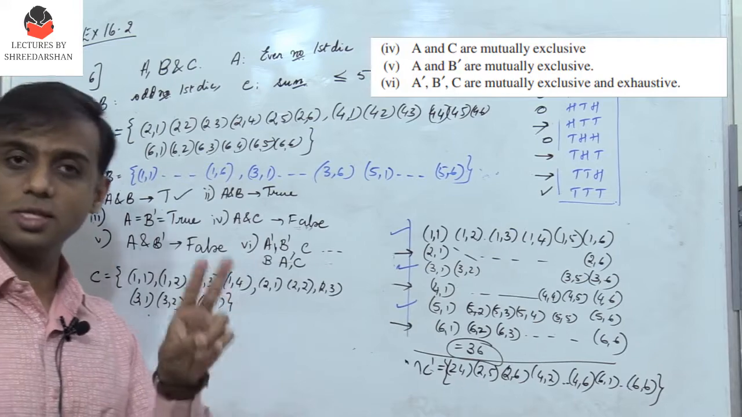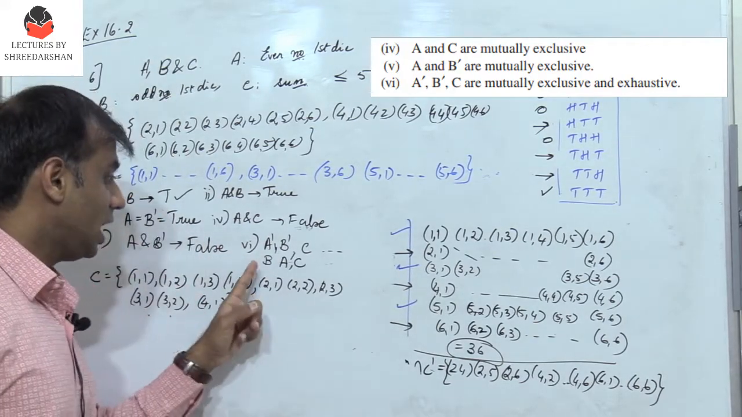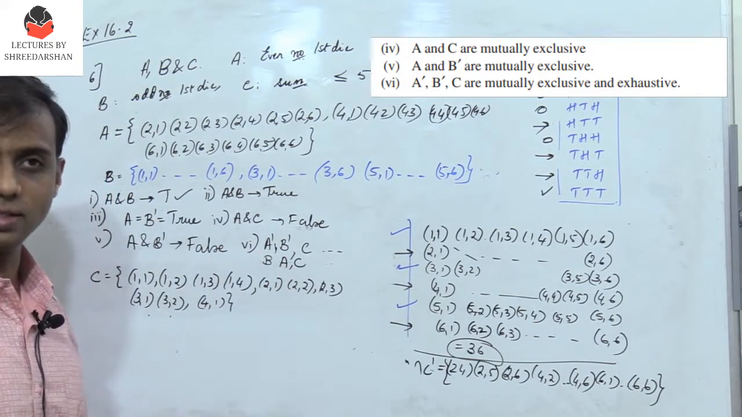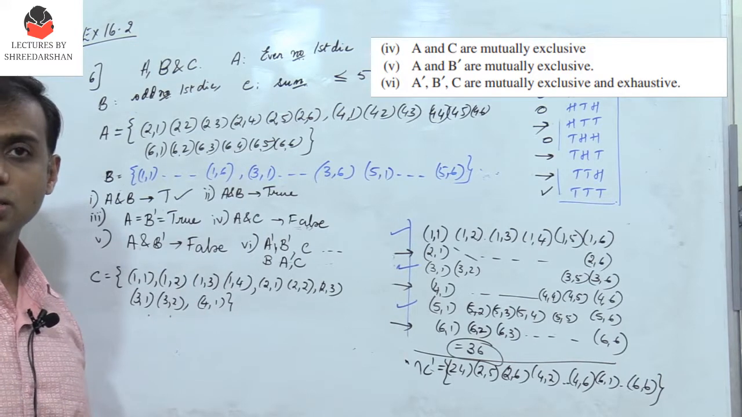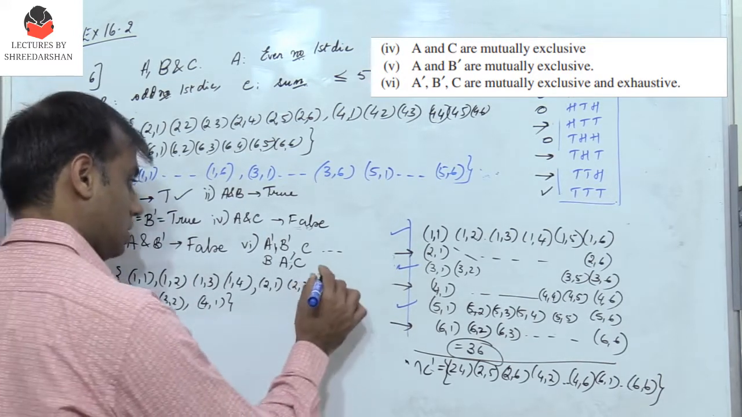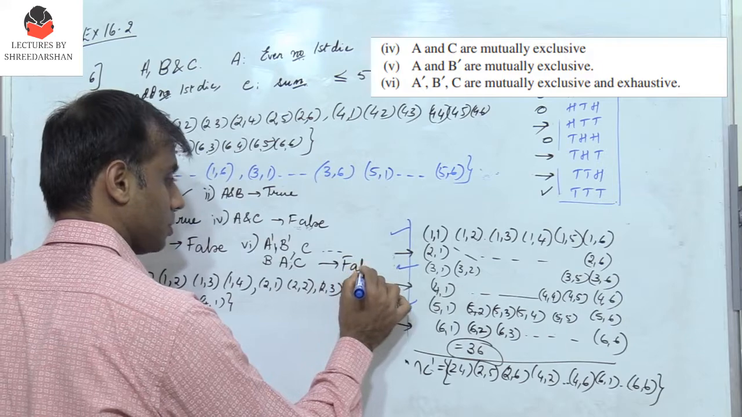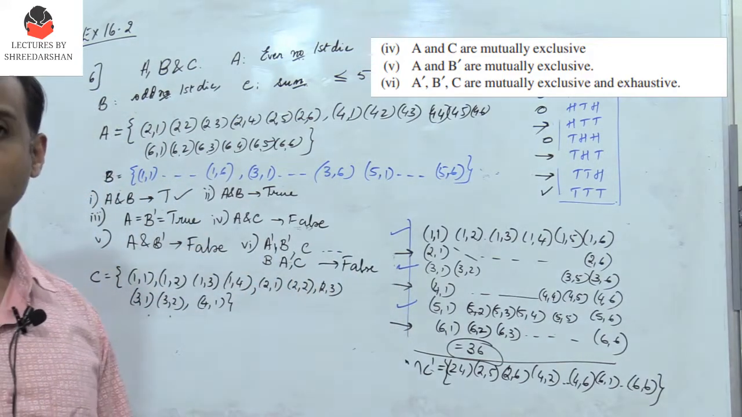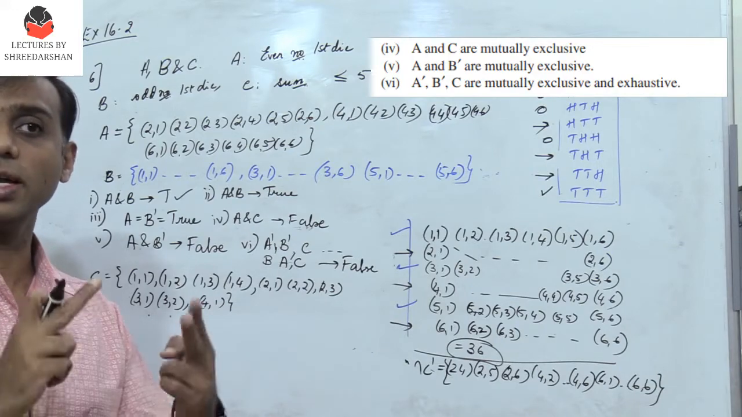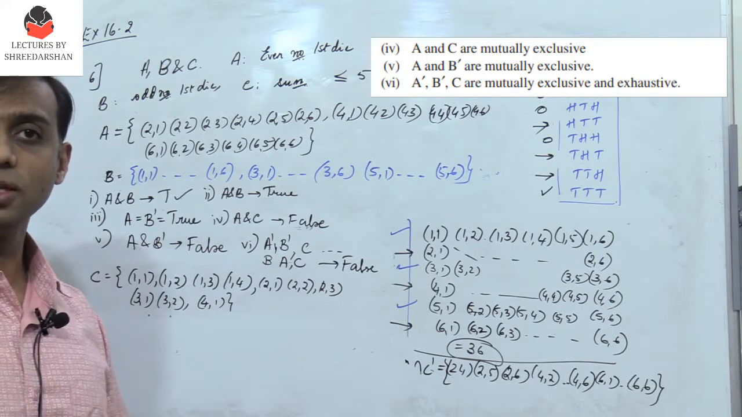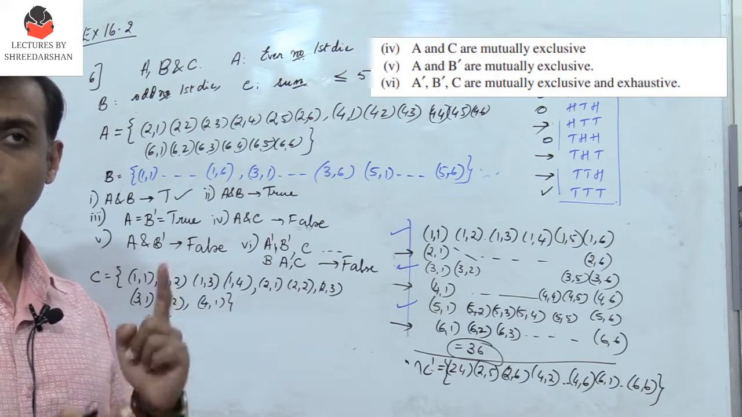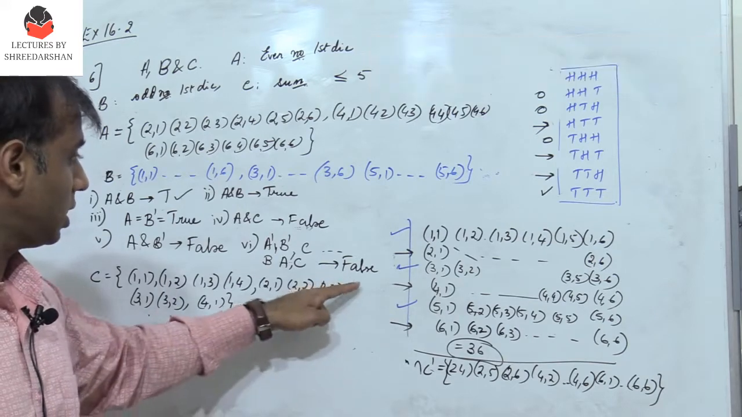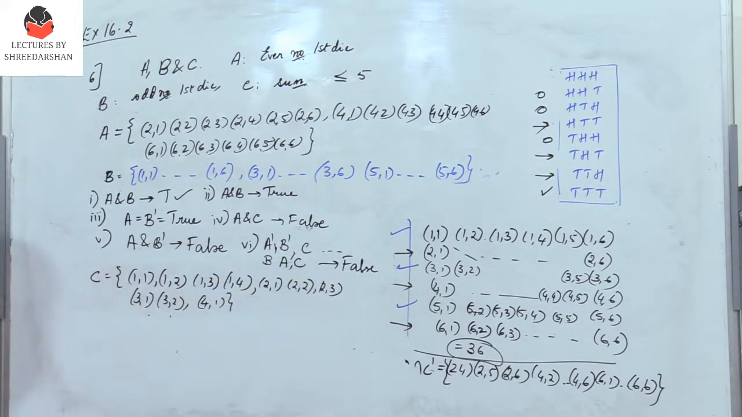So both the conditions have to be satisfied. Since A, B and C are not mutually exclusive, one of the conditions fails, so therefore this statement is a false statement. So for this to be a true statement, both the conditions have to be true. They have to be both mutually exclusive and exhaustive. They are not mutually exclusive, but they are exhaustive. One of the conditions is not true, so we say that this statement is false.